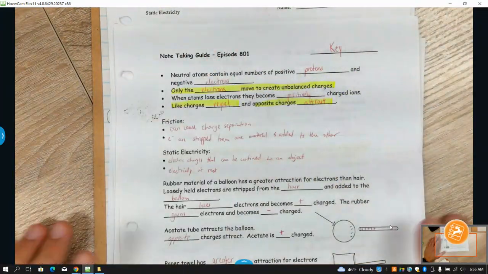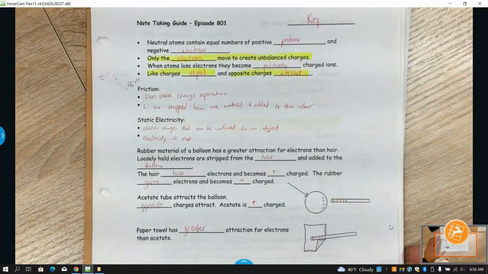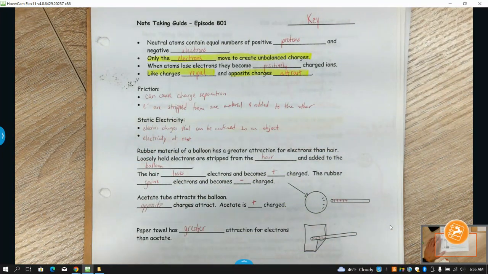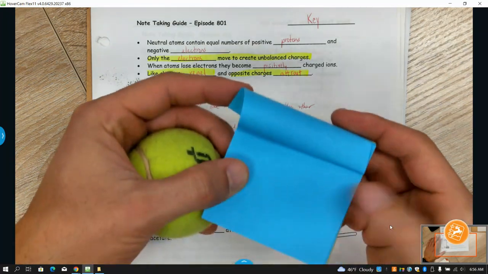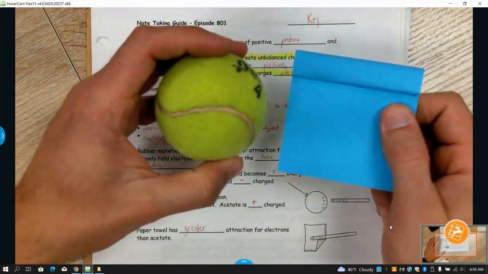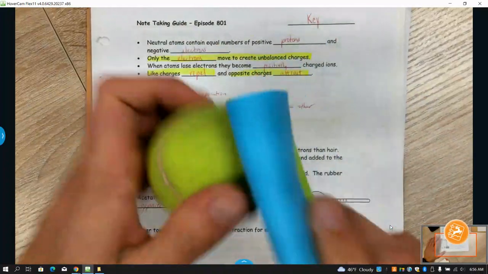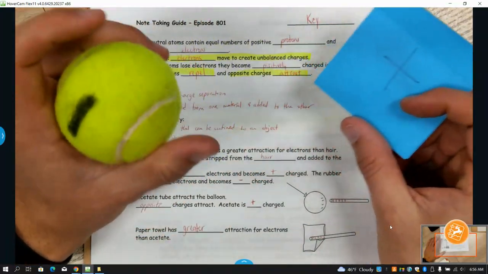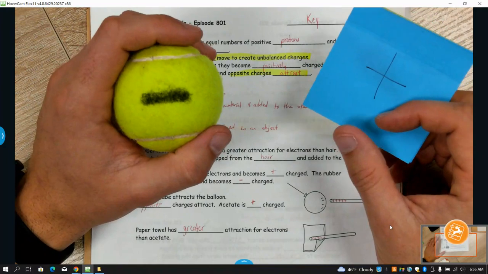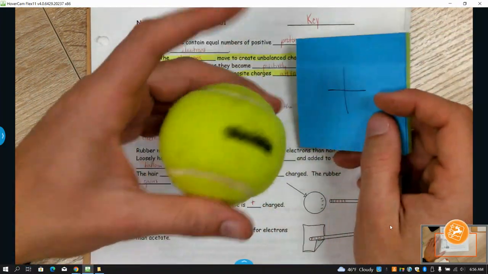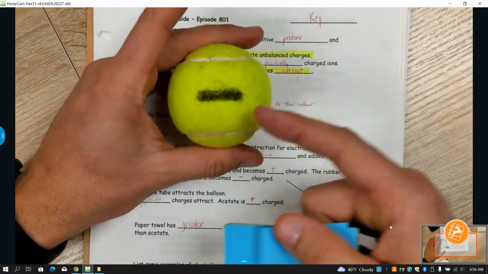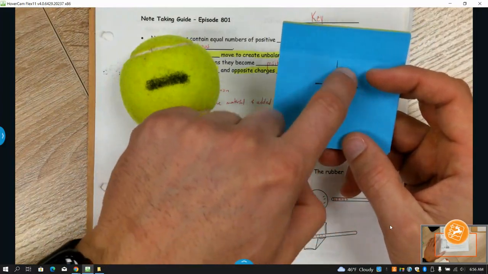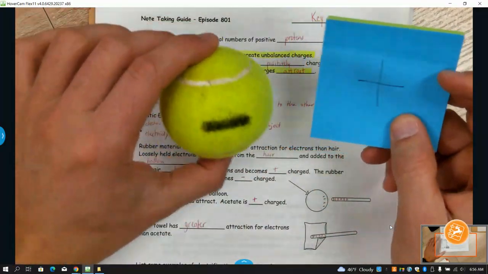Charge can be created by friction, by rubbing two things together. If originally the piece of paper and the tennis ball are both neutral, we rub them together. If the material the tennis ball is made of has a stronger attraction for electrons than the paper, the tennis ball rips some of the electrons off the paper, giving the ball more negative charge, electrons. So now it's overall negative. The paper got electrons taken away from it, so it's going to be left overall positively charged.